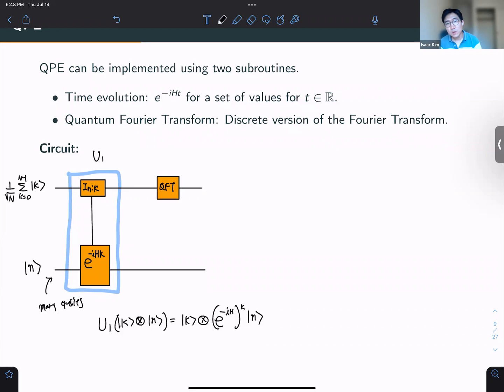Then you apply a quantum Fourier transform, and I'll write down an explicit equation on the next page. And then you measure. This meter symbol means that you're measuring all these qubits.